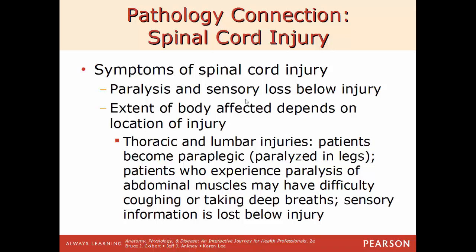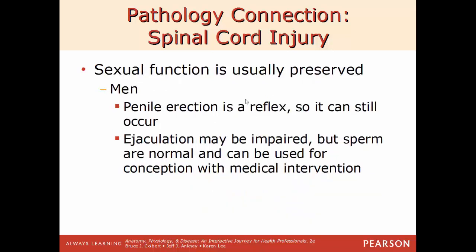Patients who experience paralysis of the abdominal muscles may have difficulty taking a deep breath or coughing, and sensory information is lost below the injury here also. Sexual function is usually preserved. In males, penile erection is a reflex, so that can still happen normally. Ejaculation may be impaired, but the sperm are still normal and can be used for conception with medical intervention.